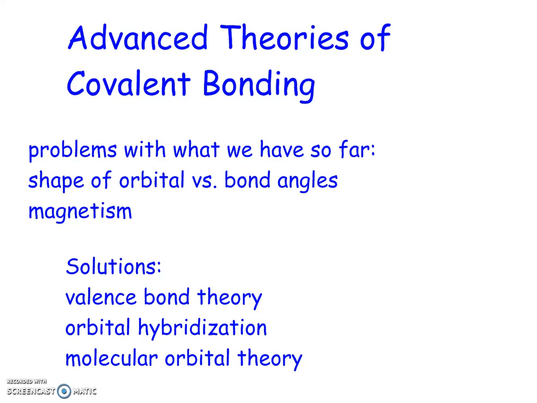In this chapter, we will be looking at advanced theories of covalent bonding. The problem with what we have so far is that the shape of the orbitals versus the bond angles do not match up, and it also doesn't explain magnetism. So the three theories that we're going to be looking at in this chapter are valence bond theory, orbital hybridization, and molecular orbital theory.